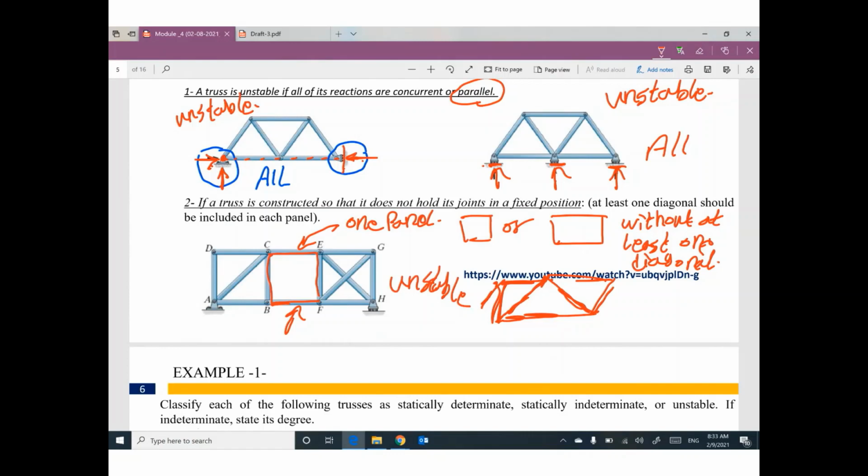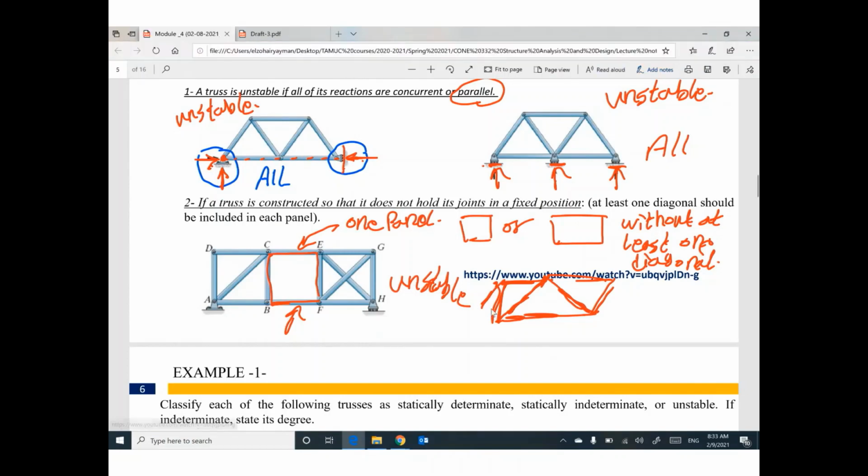For trusses, we have three situations. Please be careful. If all of your reactions are concurrent, your structure is unstable. If all of the reactions are parallel, the truss is unstable. If you have one panel without at least one diagonal, this truss is unstable. I would like to show you why this truss will be unstable.